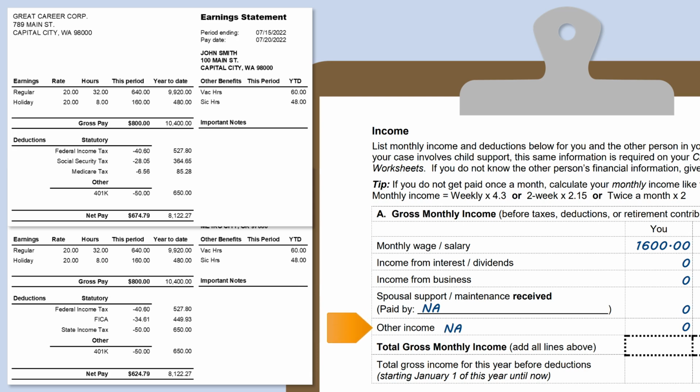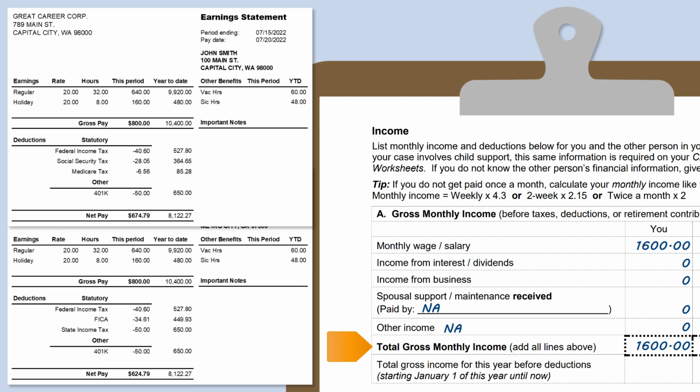Using a calculator or your phone, add the first 5 lines together and place the total here. The total of these lines is your gross monthly income. Okay, take a close look at this box that we just filled out. See how it has a bold dotted outline? You will see different boxes like this throughout the form. This is an indication that we will be using that number again.